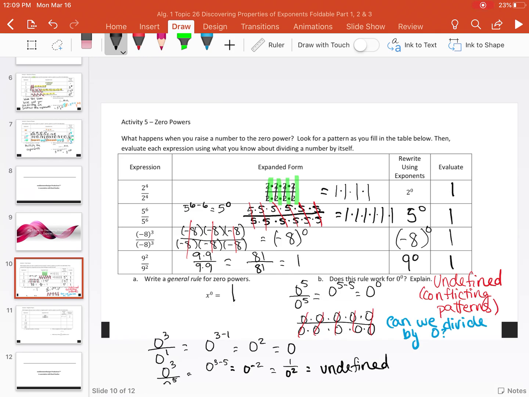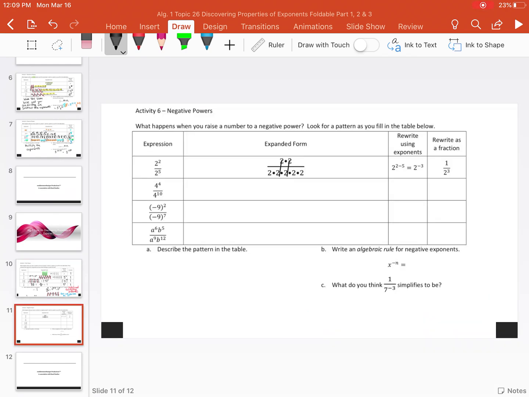So this, unfortunately, does not work. There is no specific rule, it's just undefined here. If we move on to the next example, we had a little sneak peek of negative powers. So what happens when you raise a number to the negative power? We're going to look here.